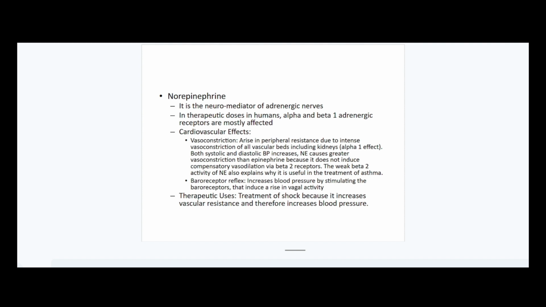We have norepinephrine. Norepinephrine is a neurotransmitter or neuromediator of adrenergic neurons. In therapeutic dose, it can bind to both alpha and beta receptors. Some of the cardiovascular effects include vasoconstriction and baroreceptor reflex. That means it detects whether there's a rise or reduction of blood pressure in the walls of the blood vessel. There are baroreceptors there, so it can trigger the release of norepinephrine. Some of the therapeutic use is treatment of shock because it increases vascular resistance and therefore increases blood pressure.